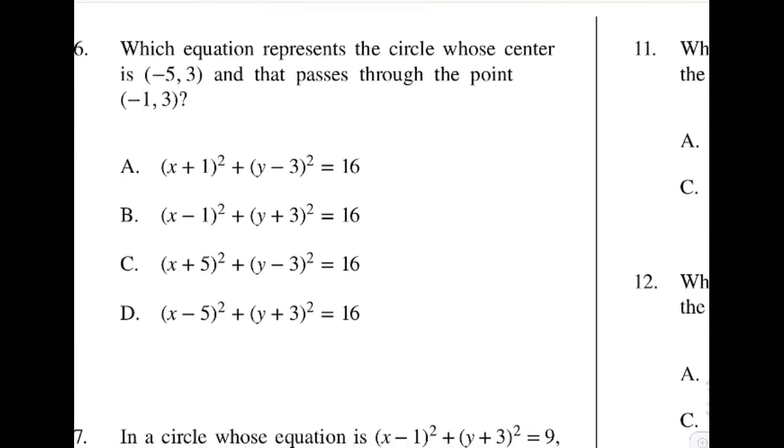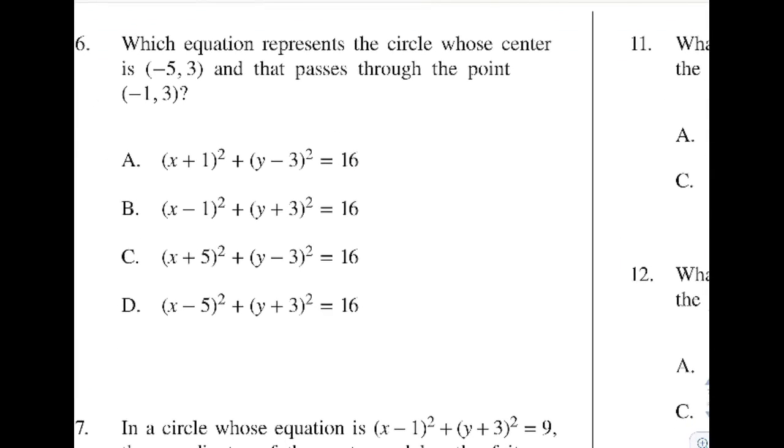Number 6. This is different information than you're used to, but you can figure it out, because the only equation that could have a center at negative 5, 3 would have an x plus 5 and a y minus 3. There's only one of those choices, and you can see it below.